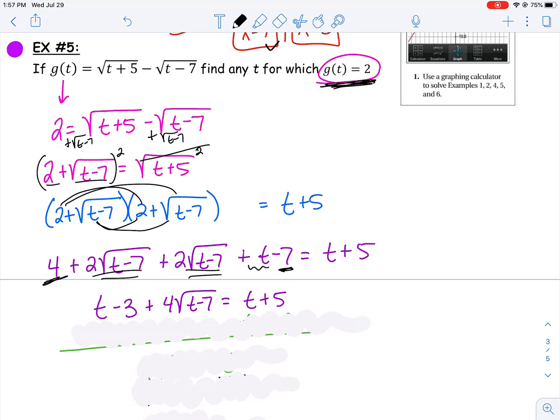All right, I notice that I still have one radical left in my equation. Really our goal is to try to get the radicals away. So if I can get it by itself and try to square, then it would get rid of those radicals.